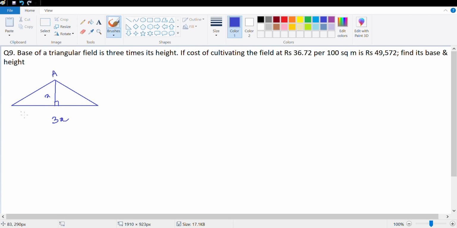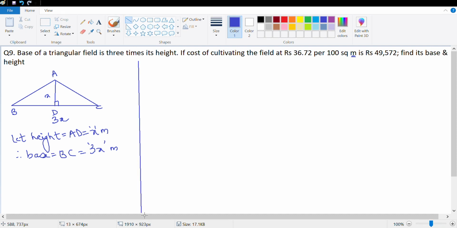Let's give it some name as well. A, B, C and D. Good. So let height is equal to AD is equal to x meter. Now they're talking about meter in everything. So therefore base is equal to BC is equal to 3x meter. Perfect. Cost of cultivating the field at 36 rupees 72 paisa for 100 square meter is something.